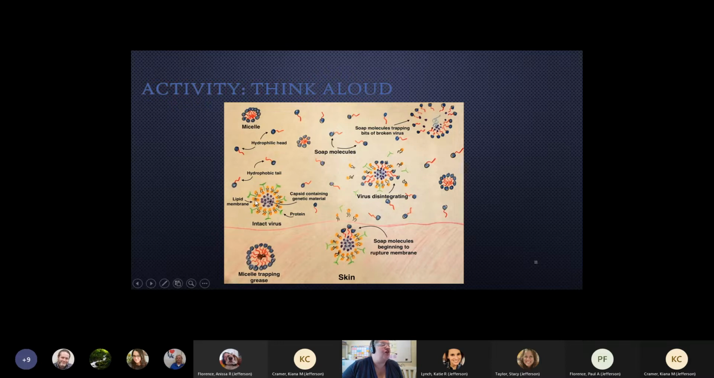So I was having a hard time going from here down to here. And then there's more soap. So now this virus is really falling apart. And now we've used soap to disrupt that virus particle, pop open its membrane, and then we rinse all that down the drain, and it's no longer an intact virus. It has disintegrated.